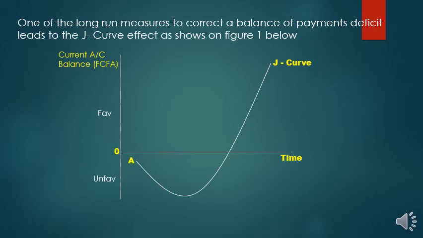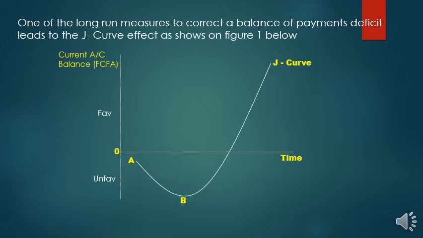Now that's why this point A shows the initial point of the balance of payment before the measure is implemented. Why is it at the unfavorable side? Because we are trying to improve the balance of payment because it is unfavorable. So it is because it is unfavorable at the initial point that we are trying to improve. Upon trying to improve, it will start by falling to B.